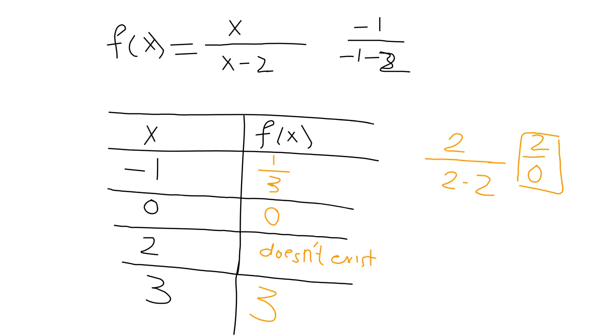So what I get out of this: f of minus 1 is a real number. f of 0 is also a real number. f of 3 is a real number. But f of 2 is not a real number. It does not belong to the real numbers. In this case I should say that 2 is out of the domain.